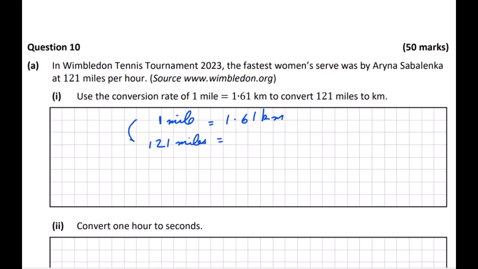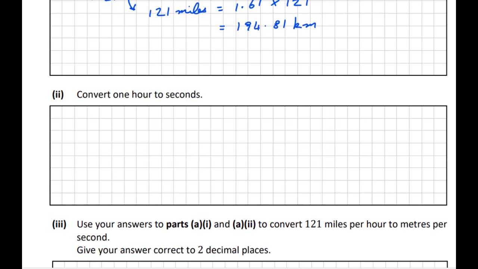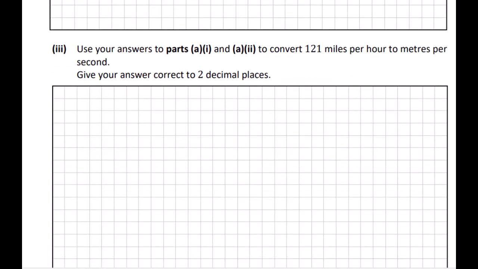So how did we go from 1 up to 121? You just multiply by 121. So you do the same to the other side. You multiply by 121. If you do that, you get 194.81 kilometers. Convert 1 hour to seconds. Well, 1 hour is equal to 60 minutes, and then there are 60 seconds in each minute, so you've got to multiply 60 by 60 to give 3600 seconds.